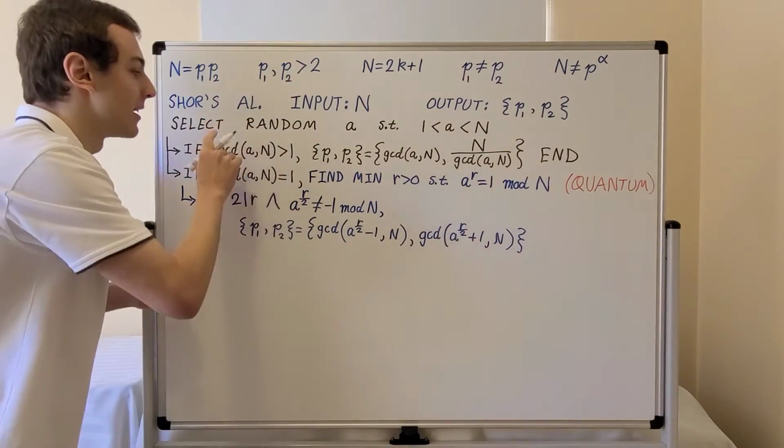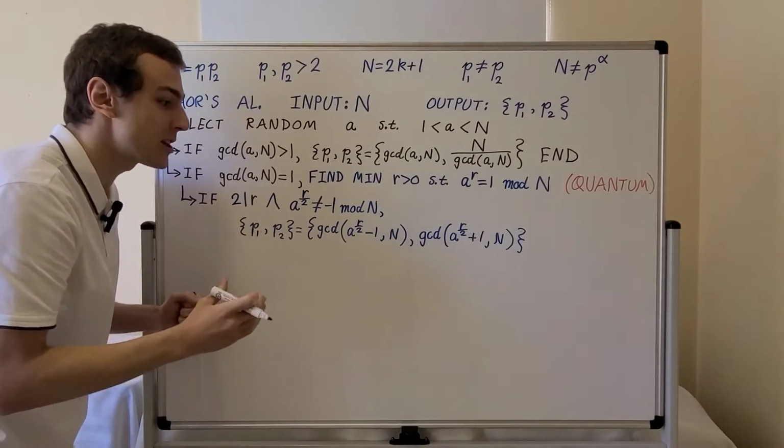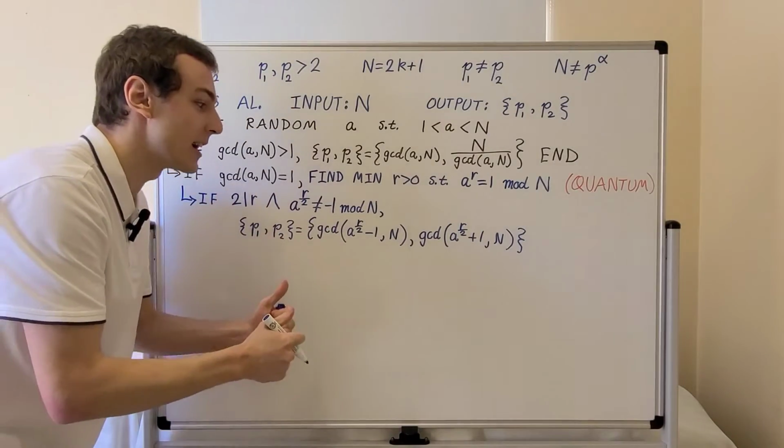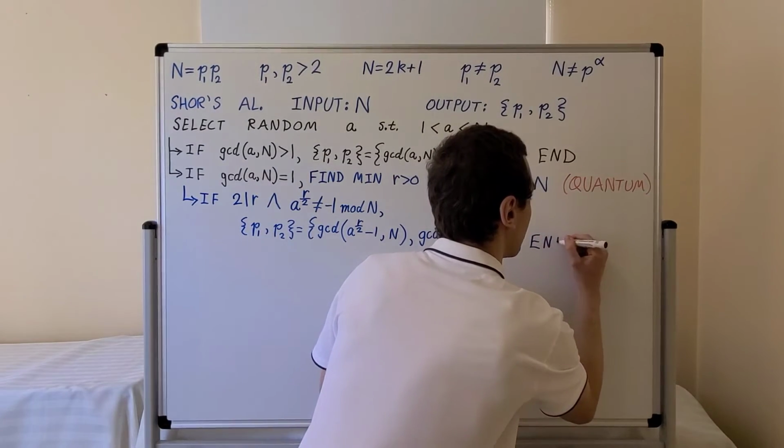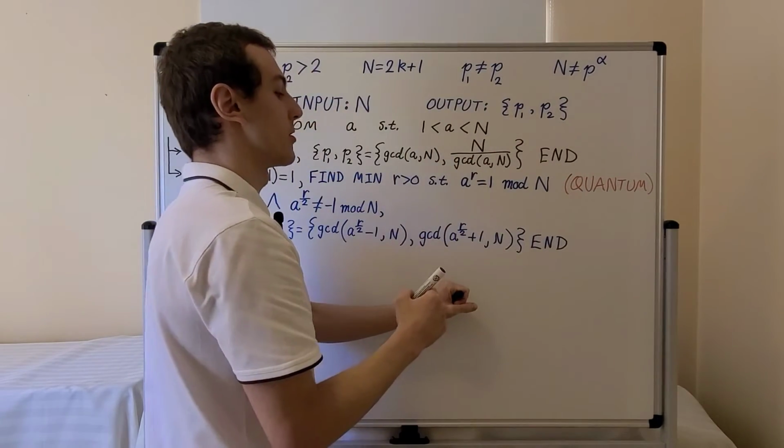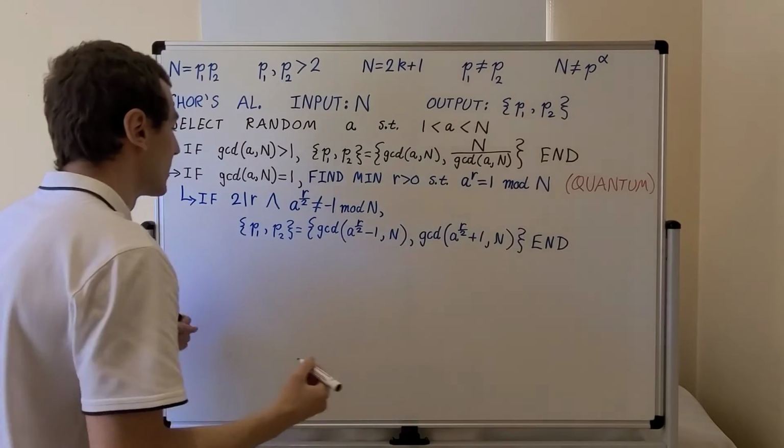And if we get n, this number n that we're trying to factor, then we have successfully verified and it works. And we can end the program over here. So successful factorization has occurred.